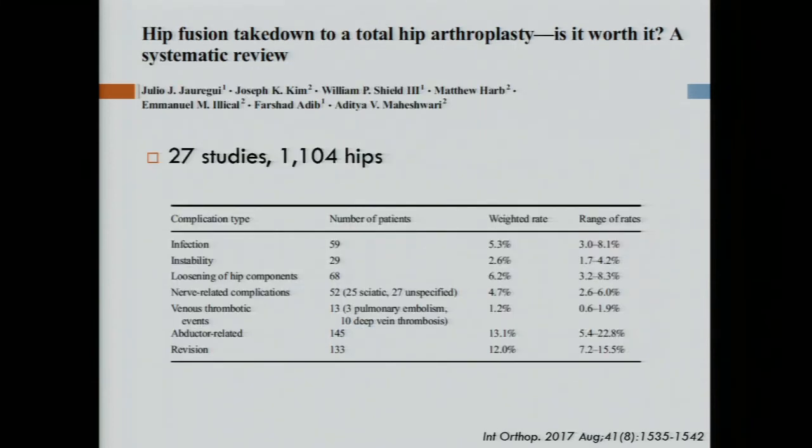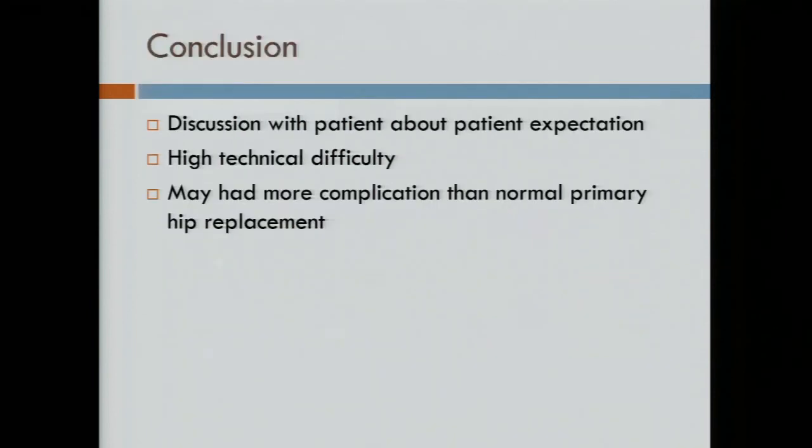In the systematic review, they say that in most cases, when we convert a fused hip, there is a higher risk in everything: infection, instability, loosening, nerve-related complications, abductor-related complications, and a lot of cases had to undergo revision.